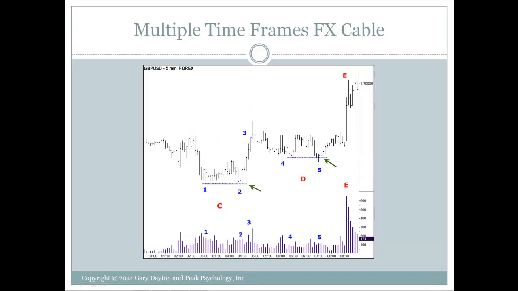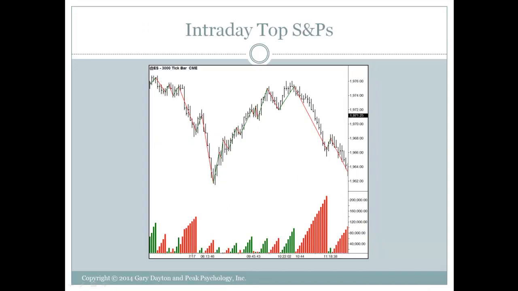I should be trading the Forex markets. Okay, let's move on. Let's take a look at the S&P intraday tops now. We've taken a look at a couple of bottoms. Let's take a look at a couple of tops.